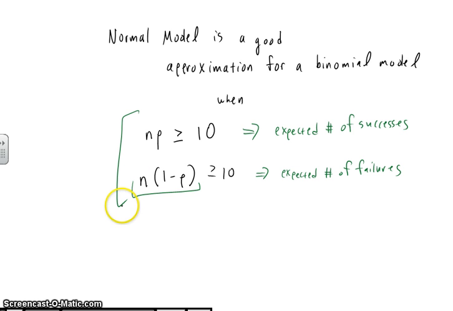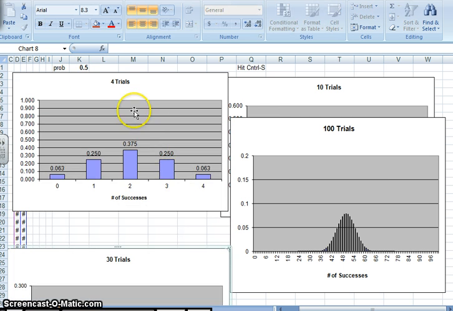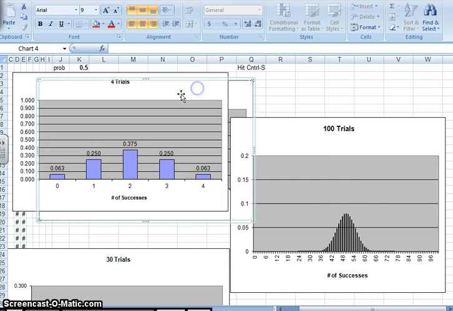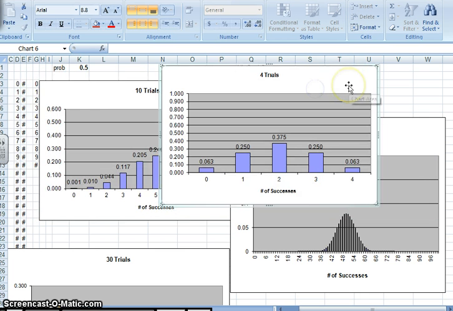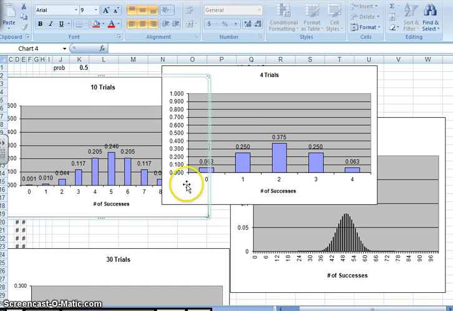Okay, but here's what I want you to get from this. We can sort of see that here, when n was small, you know, here p is 0.5, n times p here for n equals 4 is 2. Well, that's not going to be a good approximation at all. A normal model is not going to approximate this well. Even when n is 10, a normal model really is never going to be good because the binomial model is just too discrete.